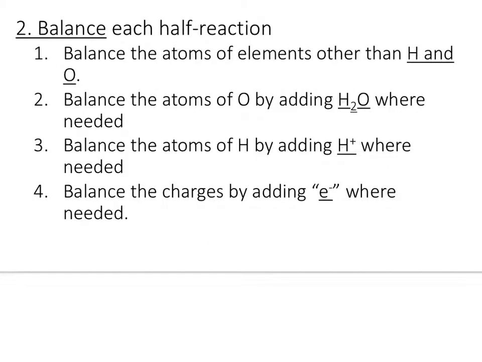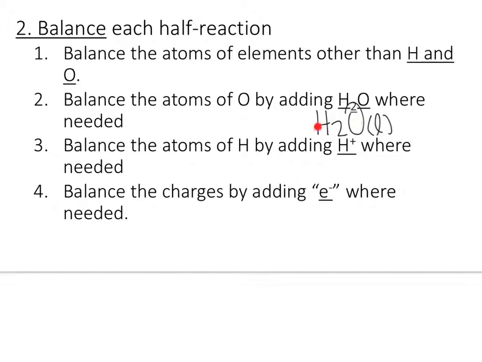Secondly, we got to balance each half reaction. So first off, balance everything just like your normal coefficient balancing, except H and O. So anything that's not hydrogen or oxygen, balance that first. Now, we balance the atoms of O by adding H2O. It's actually a liquid. So we're adding water wherever we need oxygen. So if we have too much oxygen on the left, we add water to the right. If we have too much on the right, we add it to the left.